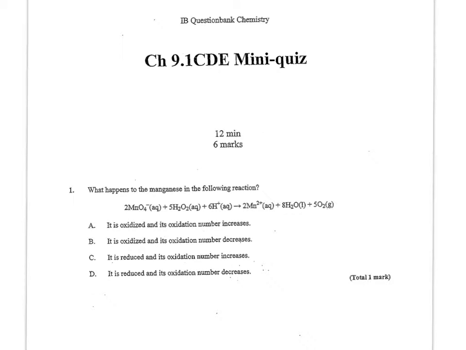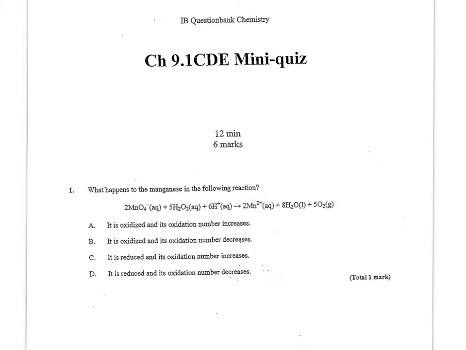Welcome. In this video, I'm going to go over the 6 Paper 1 questions from Part C, D, and E of Section 9.1, which is mostly looking at oxidation states in redox equations. So the half reaction, what's happening to your oxidation number, oxidizing agents, reducing agents, those type of questions.